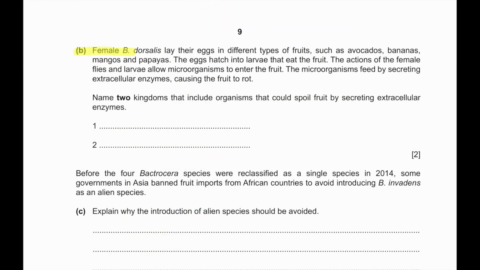Part B. Female B. dorsalis lay their egg in different types of fruit, such as avocados, bananas, mangoes, and papayas. The eggs hatch into larvae that eat the fruit. The action of the female flies and larvae allows microorganisms to enter the fruit. The microorganisms feed by secreting extracellular enzyme causing the fruit to rot. Name two kingdoms that include organisms that could spoil fruit by secreting extracellular enzymes.